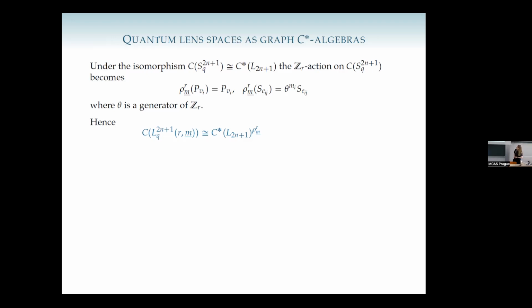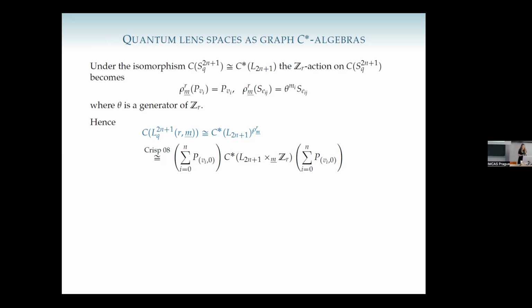Okay. So now we can describe the lens space here as a fixed point algebra of the graph system algebra instead of the quantum sphere. And I'm using the same notation here for the action on the graph, in the graph picture, than I did over here. Okay, so now the question is, can we describe this fixed point algebra as a graph system algebra by itself?